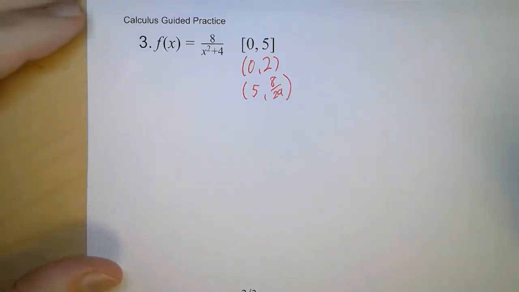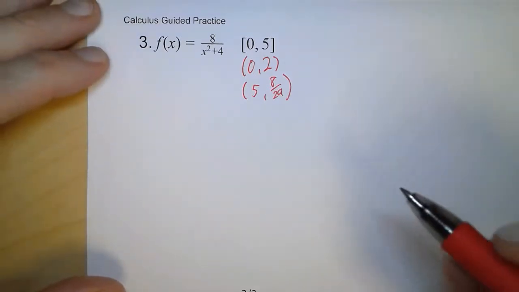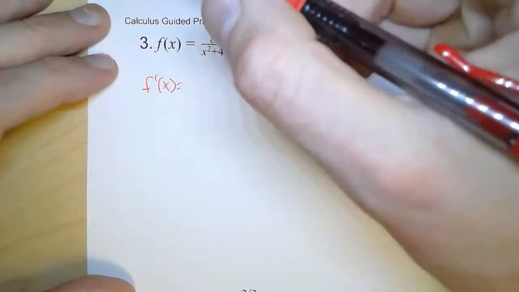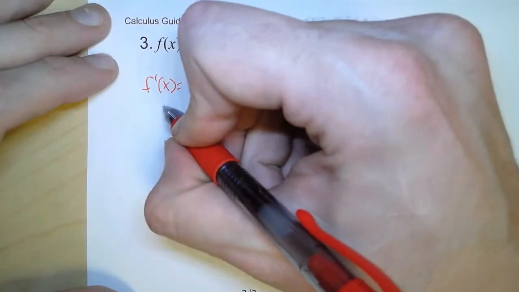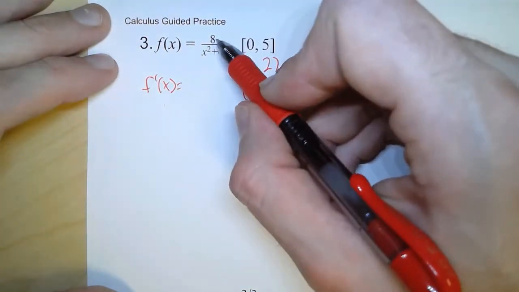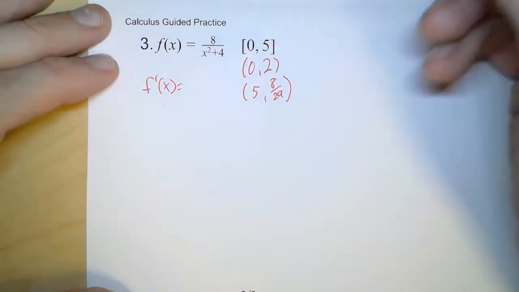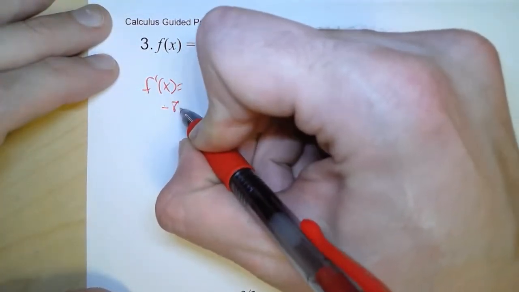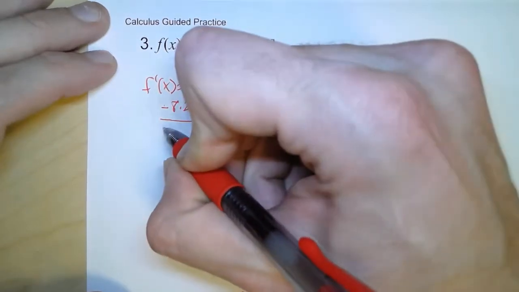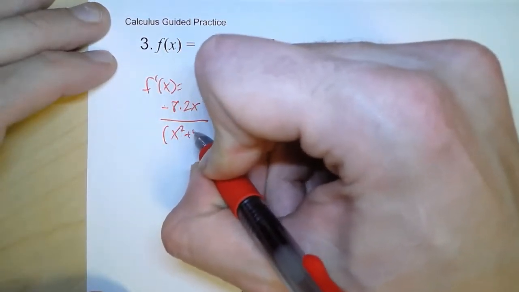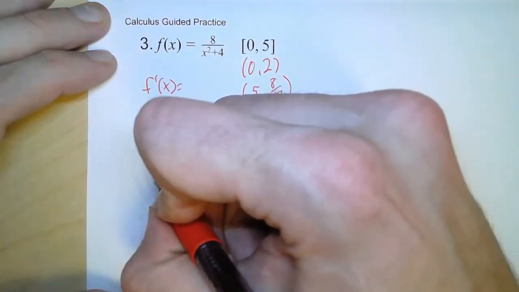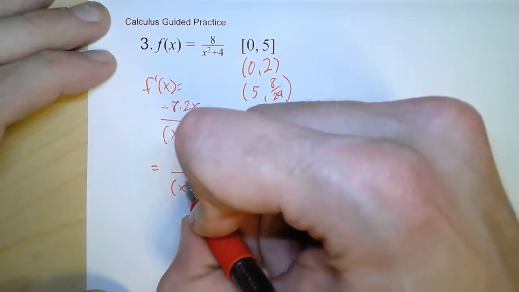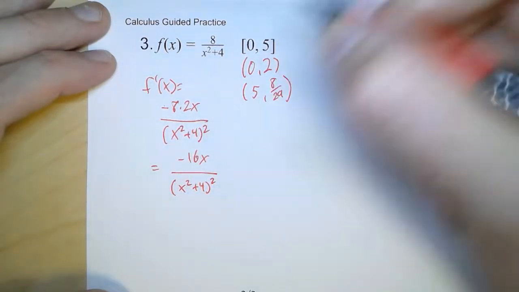So now we find the derivative and see where the derivative is undefined and where it is 0. So f prime of x equals low d high. Now the derivative of 8 is going to be 0, so we don't need to write that, minus high, minus 8 d low times 2x, all over low, so x squared plus 4 squared. So we get negative 16x over x squared plus 4 squared.